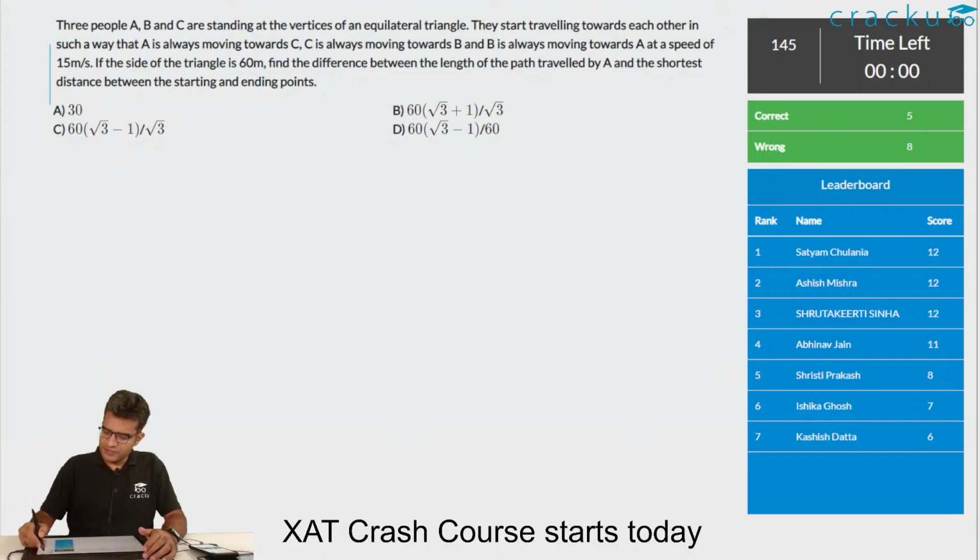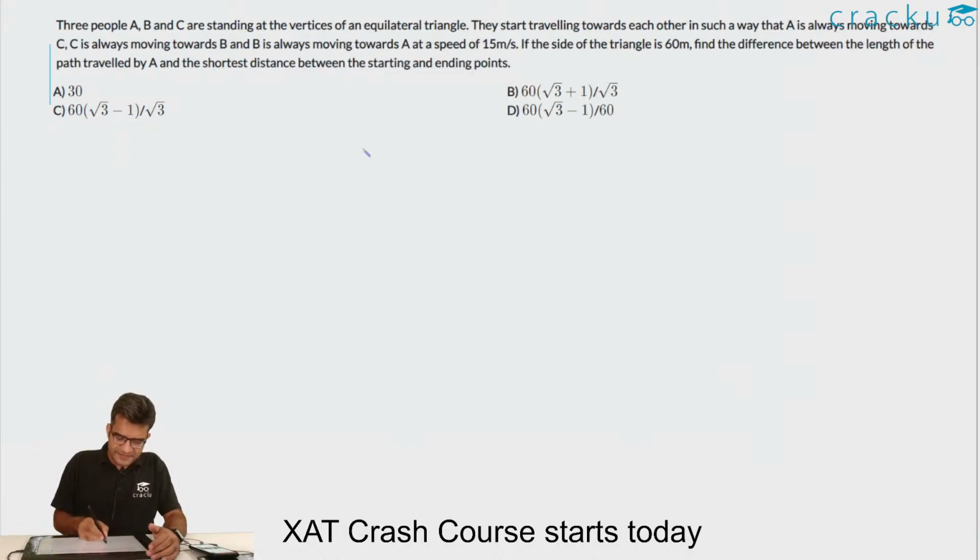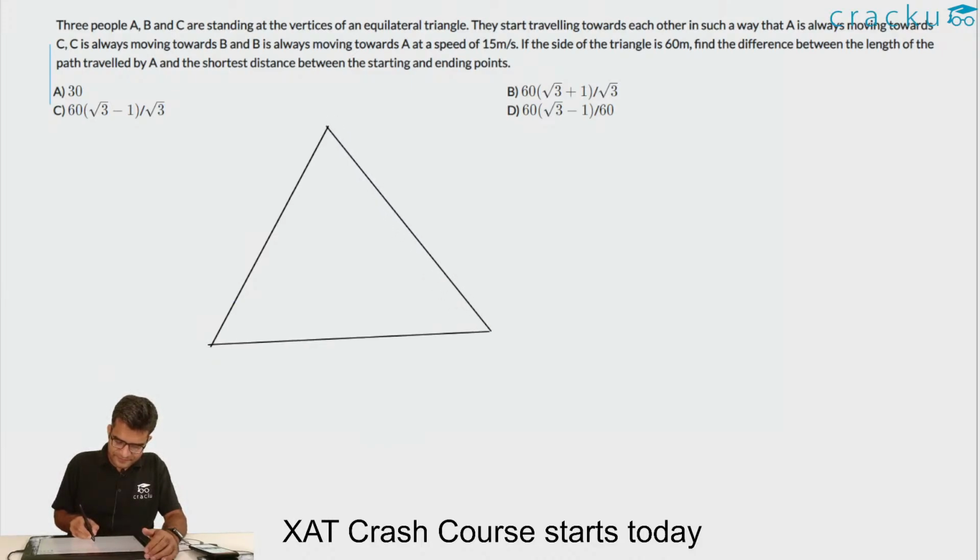In this question, we are told that there are three people A, B, C who are standing at the vertices of an equilateral triangle. So they are standing something like this. And they are traveling towards each other such that A always moves towards C, C is moving towards B, B is moving towards A, and at a speed of 15 meter per second. If the side of the triangle is 60 meters, what is the difference between the length of the path traveled by A and the shortest distance between them from the starting and ending points?